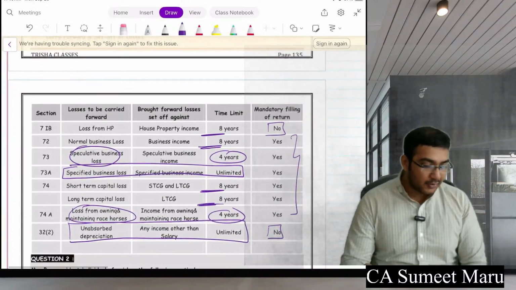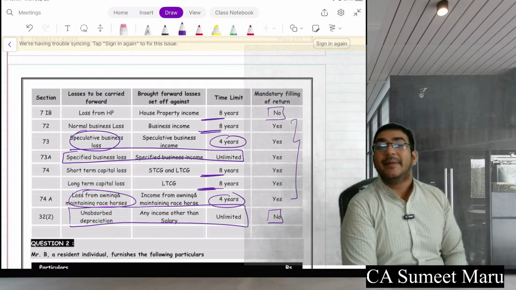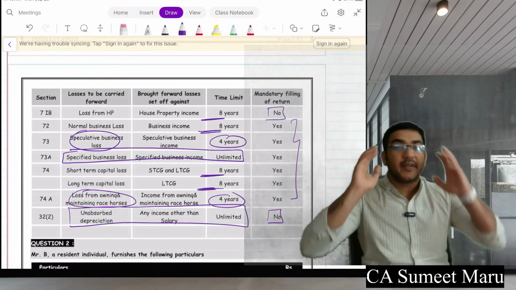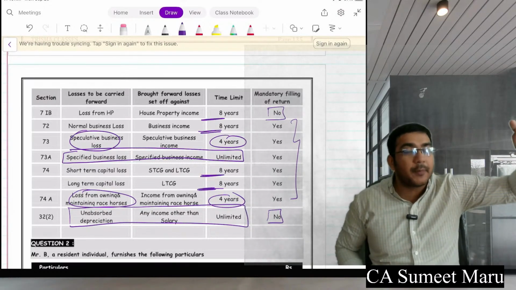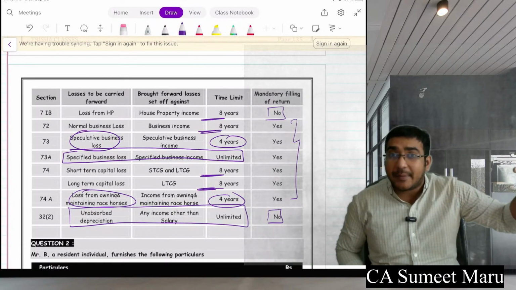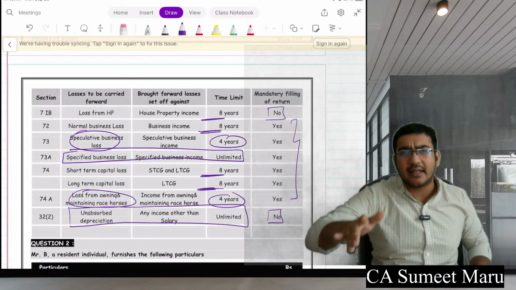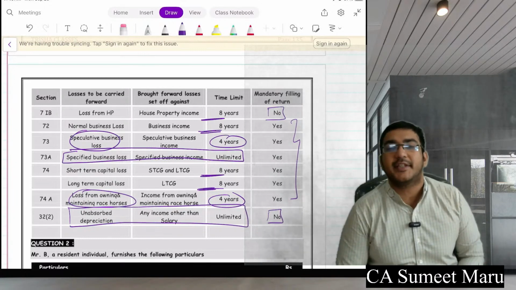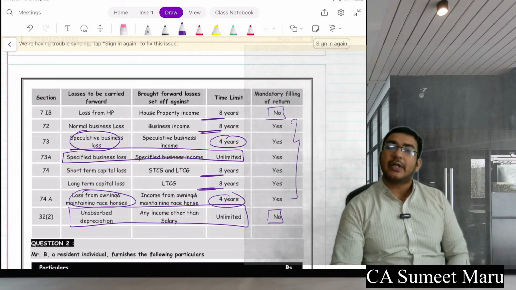Also, we have to remember that there were some limitations on carry forwarding of these losses, but we remember this very nicely. There is no limitation for your unabsorbed depreciation and your specified business, as the government wants to promote this. There are 8 years limitation for all others, and there are only 4 years limitation for speculation and owning and maintenance of horses. So this is something which you need to remember very nicely.